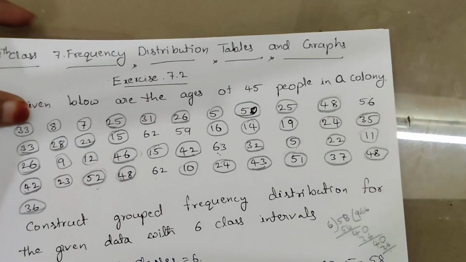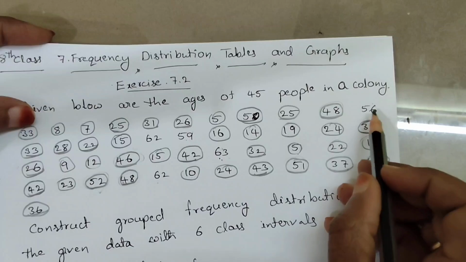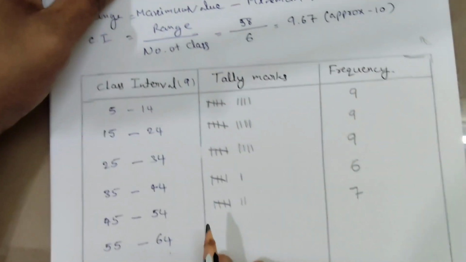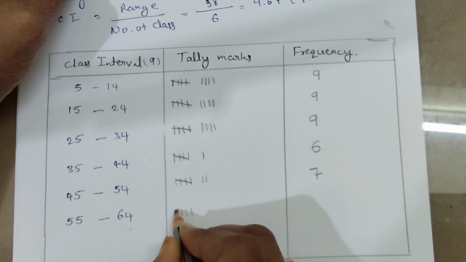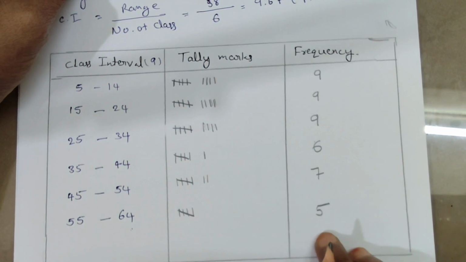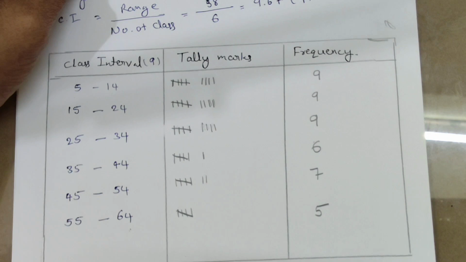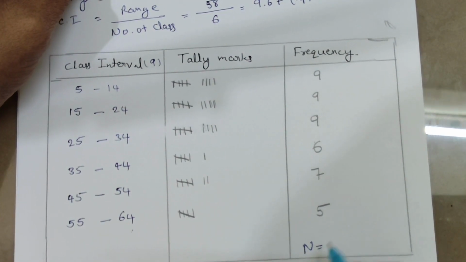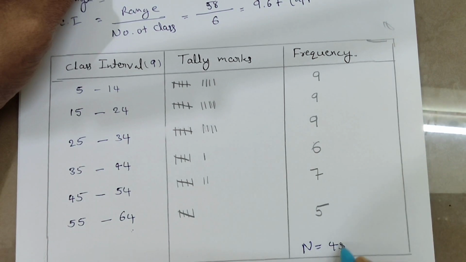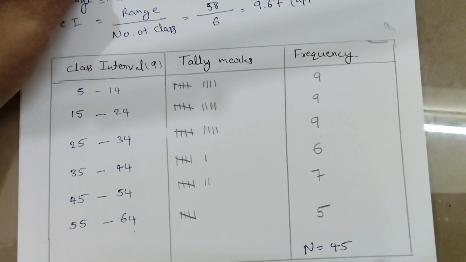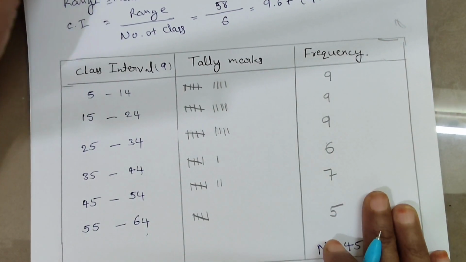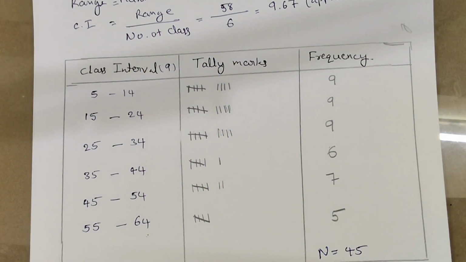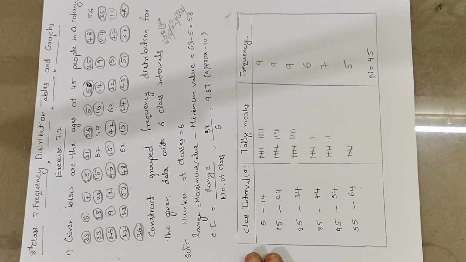Now next class interval is 55 to 64. Now here we count it. Here remaining numbers are in this class. Here 1, 2, 3, 4, 5. Total 5 numbers, so 5 is the tally marks. We write here 5. So here total n is equal to, we add all these numbers, 45. Frequency n is equal to 45. So this is how we write the tally marks and frequency. This is the complete first question answer.